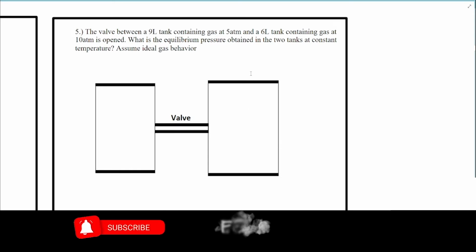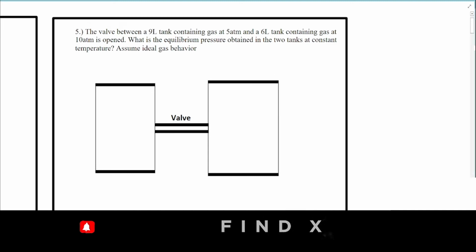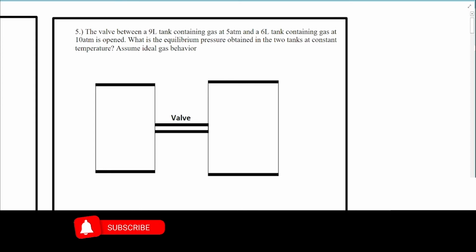Okay, so let's have the fifth one, number five. The valve between a 9-liter tank containing gas at 5 atmosphere and a 6-liter tank containing gas at 10 atmosphere is opened. So what is the equilibrium pressure obtained in the two tanks at constant temperature? Assume ideal gas behavior. Okay, so we have here two tanks, right? And it is connected by a valve, and then the valve is open. So what happens here?